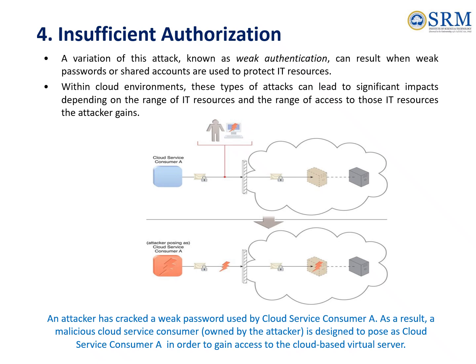Now, look at the diagram shown in this slide. The attacker successfully cracks the weak password of cloud service consumer A. After obtaining the credentials, the attacker creates a malicious cloud service consumer that behaves exactly like the legitimate user. Since the cloud system believes the attacker is an authorized user, access is granted to the cloud-based virtual server. The dangerous part here is that the attacker may gain access to a large number of cloud resources depending on the privileges of the compromised account. So, weak authentication can lead to serious security breaches in cloud environments.